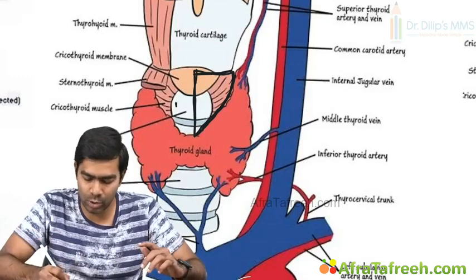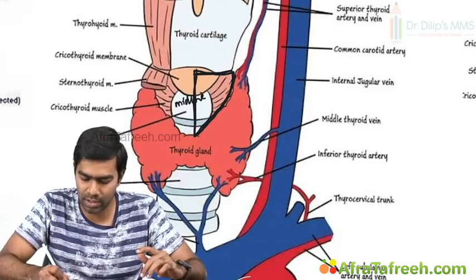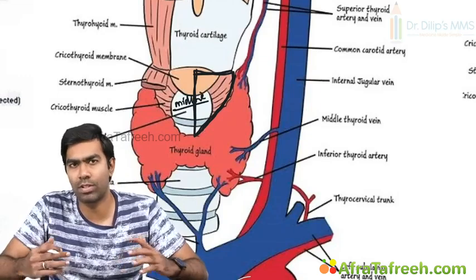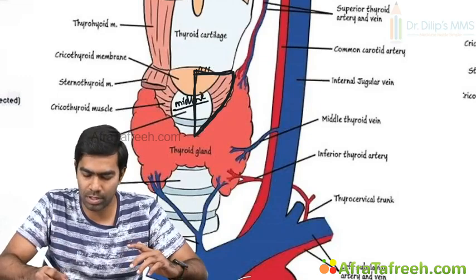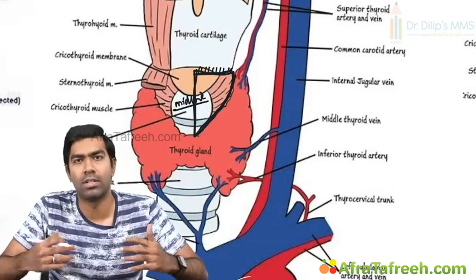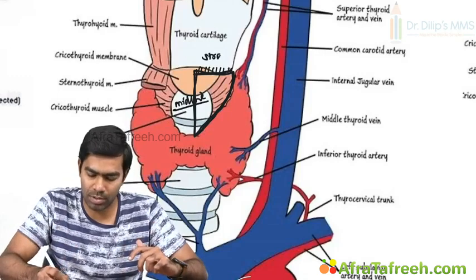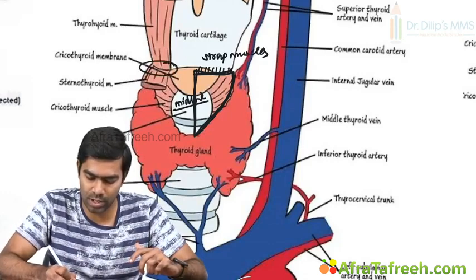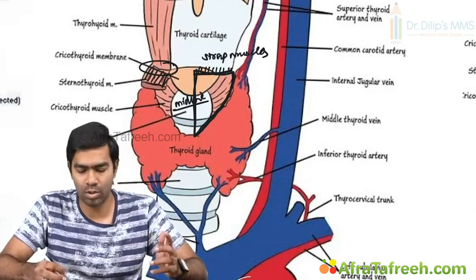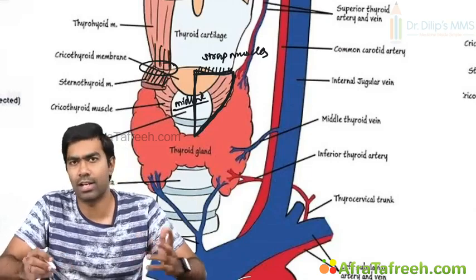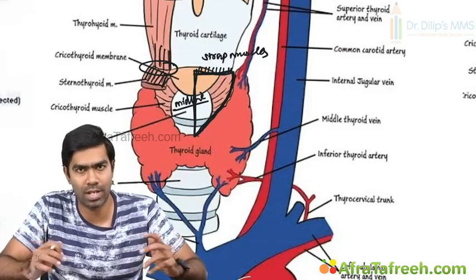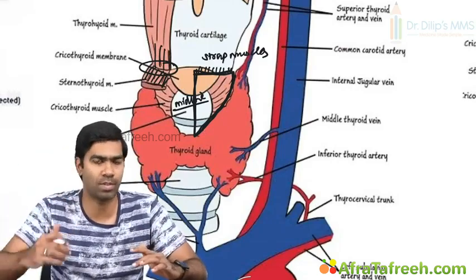So the medial side is going to be the midline itself, and the superior aspect of the triangle is going to be formed by the attachment of the strap muscles. So this is going to be the attachment of the strap muscles. You can see on the other side. So this is where your sternothyroid and thyrohyoid get attached. So this is where the attachment of the strap muscles are. So that's going to form the superior aspect of the triangle.